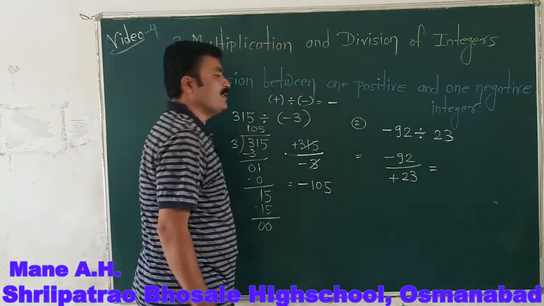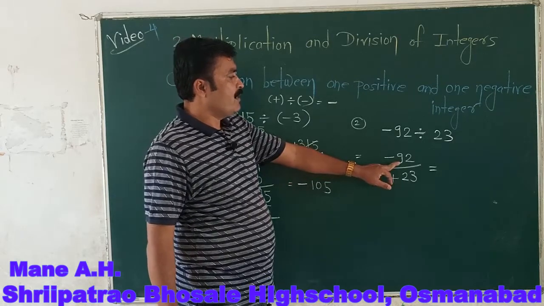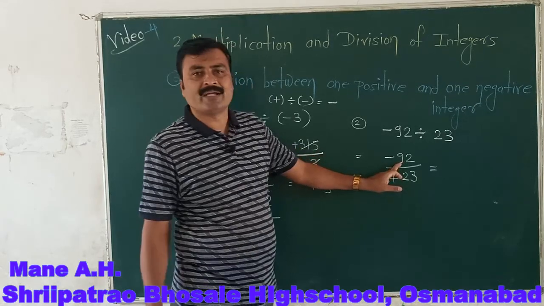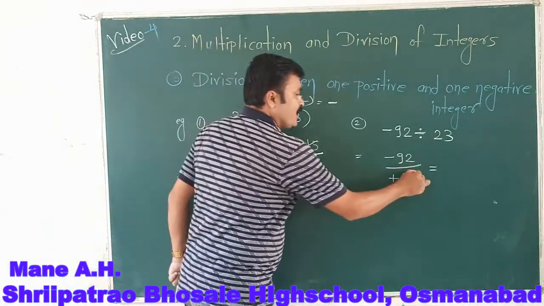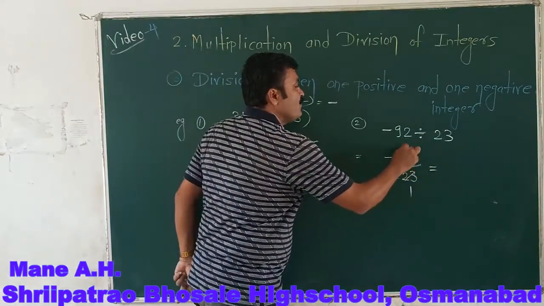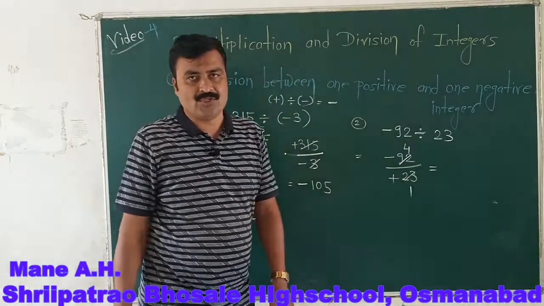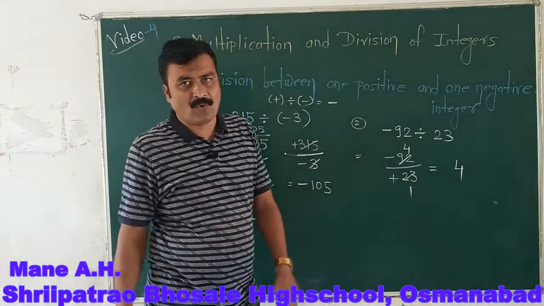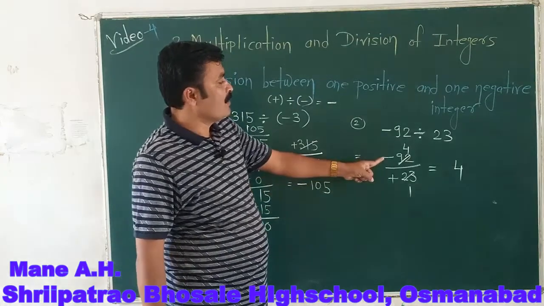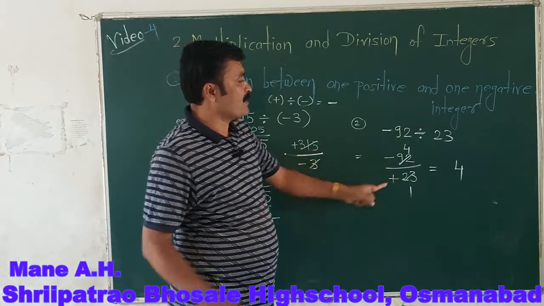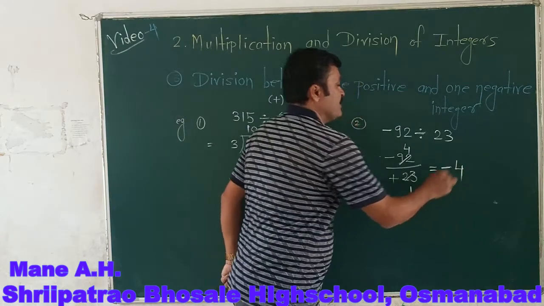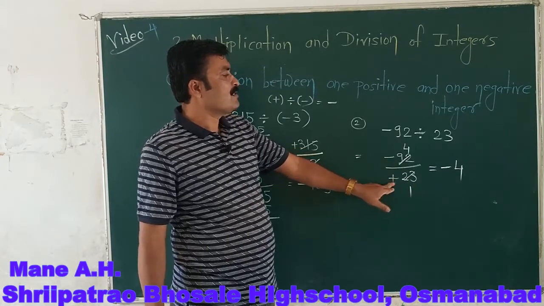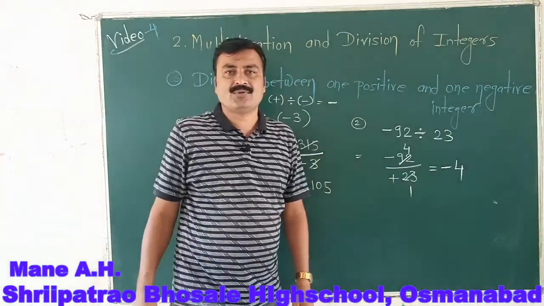So while taking the division, first divide the magnitude of 92 by the magnitude of 23. So 23 ones are 23, 23 fours are 92. That means the division of magnitude comes as 4. Now the signs division, minus divide plus, that is always minus here. That means the division of these two integers always comes as a negative integer.